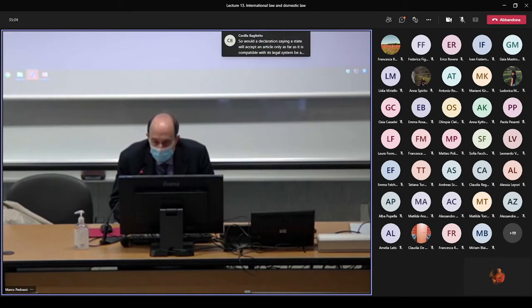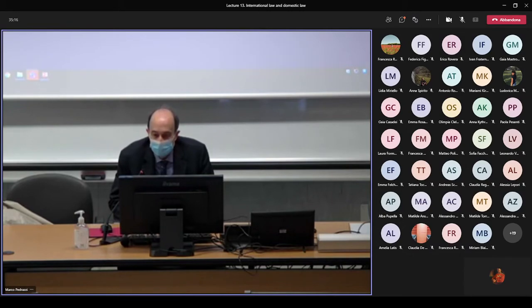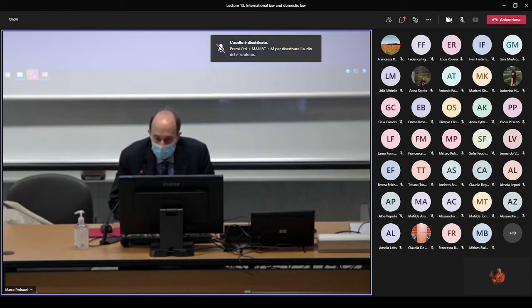Cecilia asks: would the declaration saying a state will accept an article only as far as it is compatible with its legal system be a reservation? Yes, absolutely. And this is a kind of general reservation, as I mentioned, because it doesn't state specifically what it is excluding.